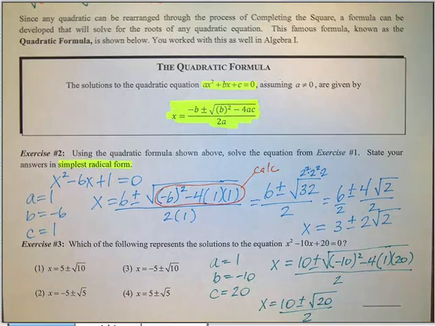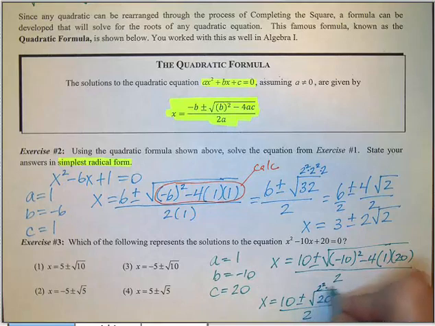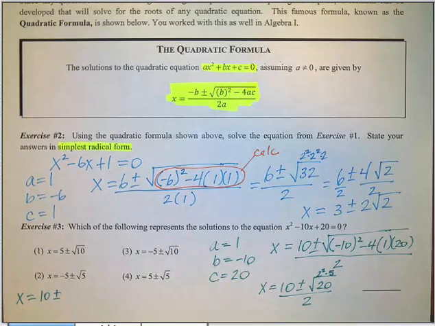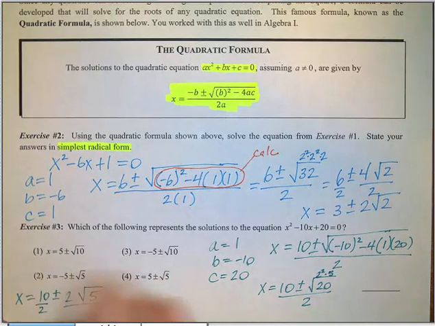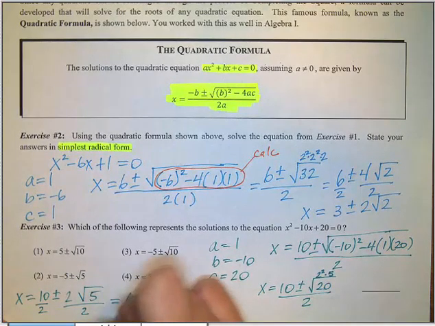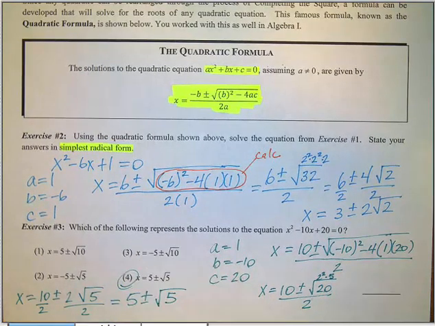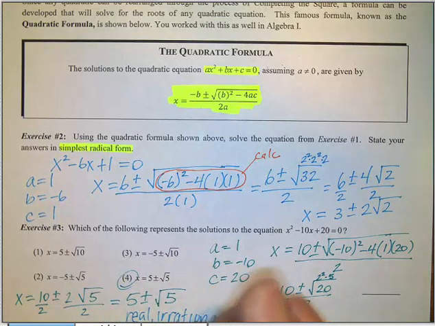I need to simplify my radical, so when I prime factor 20, I get 2 squared times 5. So x equals 10 plus or minus 2 squared is 4, the square root of 4 is 2, square root of 5, divided by 2, and I have to divide each term. Now I get 5 plus or minus the square root of 5. So again, my answer is real, irrational, and not equal.